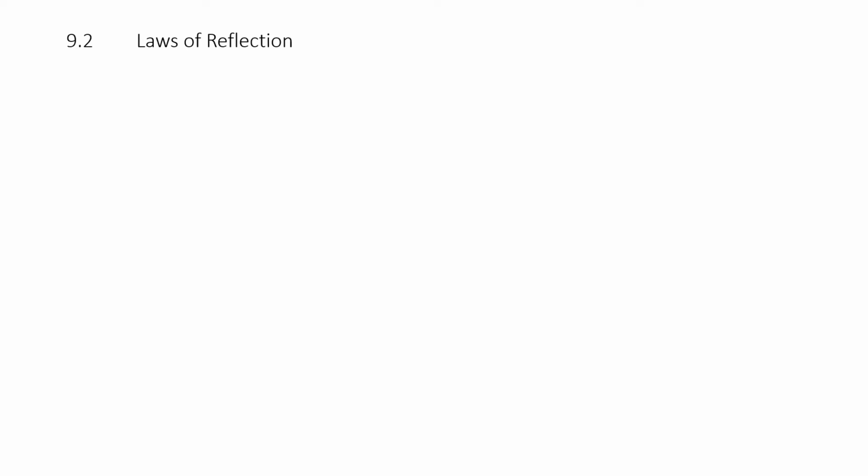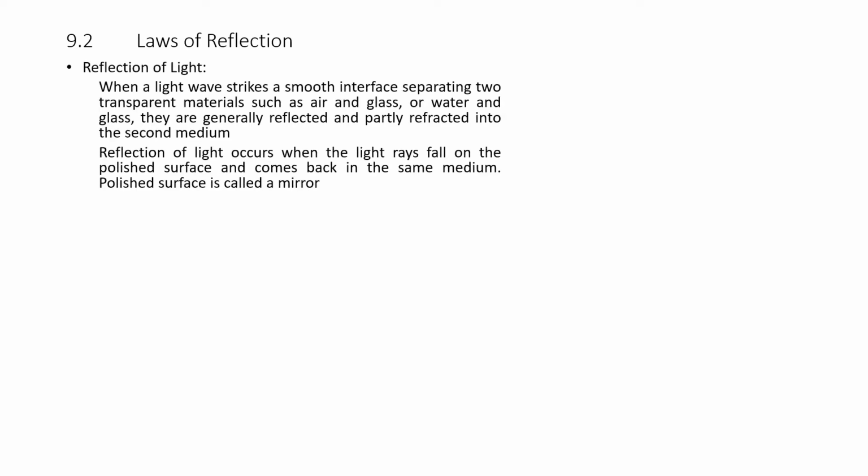Section 9.2 Laws of reflection. Reflection of light. When a light wave strikes a smooth interface separating two transparent materials such as air and glass or water and glass, it is generally partly reflected and partly refracted into the second medium. Reflection of light occurs when the light rays fall on a polished surface and come back in the same medium. A polished surface is called a mirror.